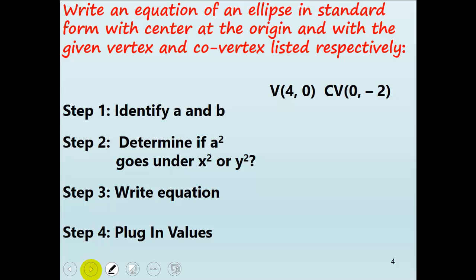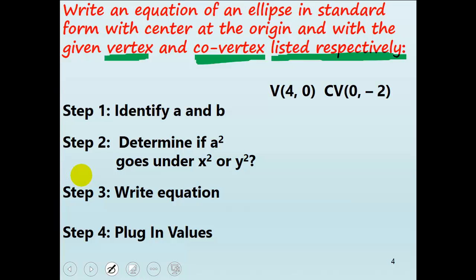All right, that's a lot of information. So now let's use some of it. The first thing that we're going to try and do is write an equation of an ellipse in standard form. Our center is going to be at 0, 0, and we're going to be given the vertex and the co-vertex. In your daily assignment, it's not going to have a V or a CV, but when you see the phrasing listed respectively, that means that whatever is first is the vertex and whatever is second is the co-vertex.